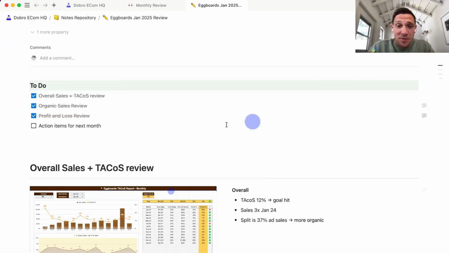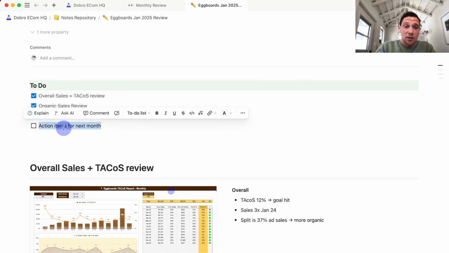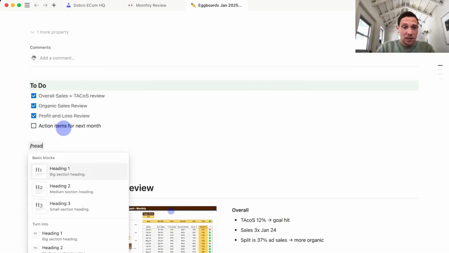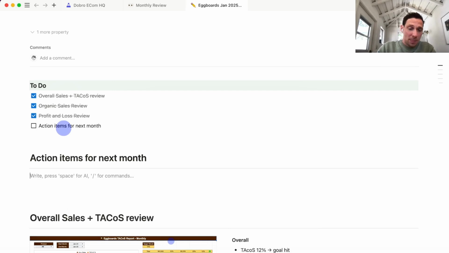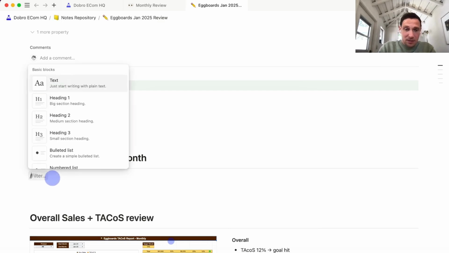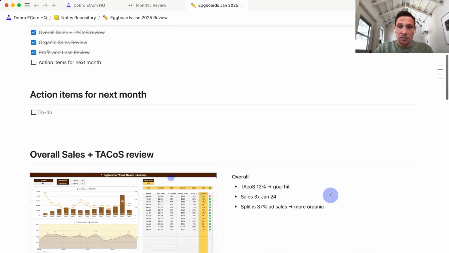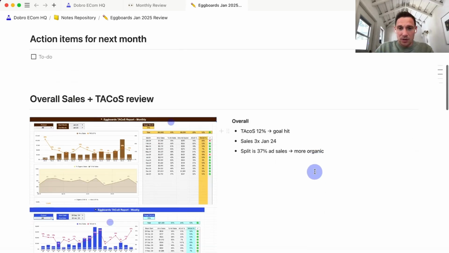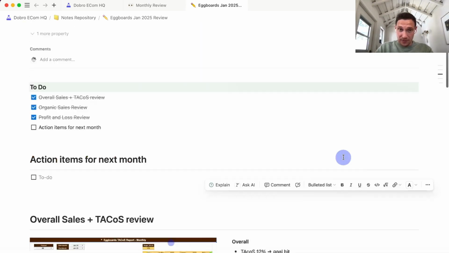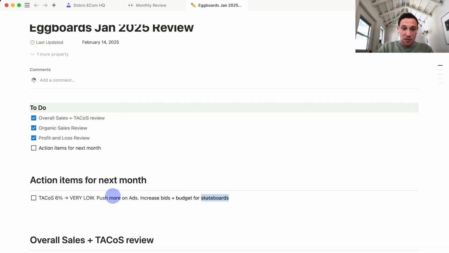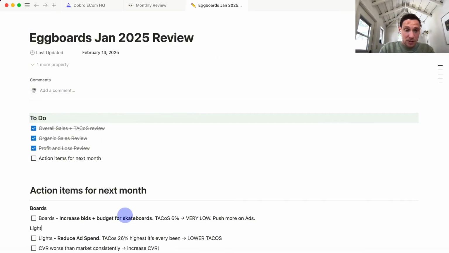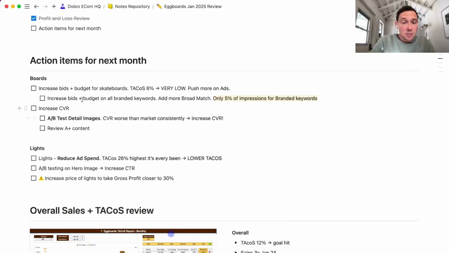Okay, last step, action items for the month. I'm gonna add this at the top and I'm gonna make it a to-do list, and then we're gonna go through the notes we have taken so far. From those, we're gonna decide what we're gonna do about it. This is what I plan to do next month.